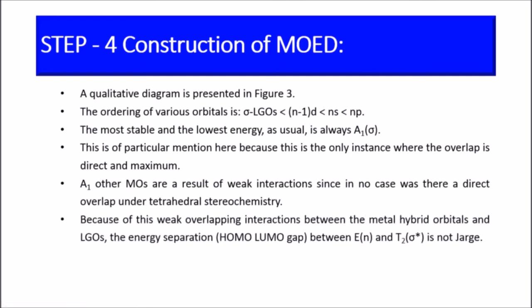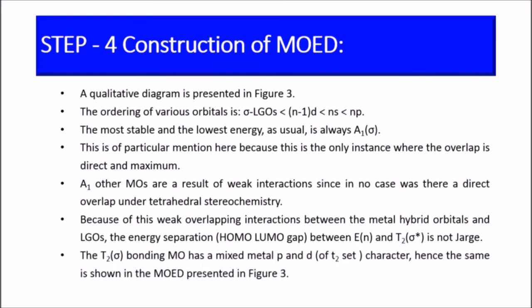Because of this weak overlapping interaction between the metal hybrid orbital and LGO, the energy separation, that is the gap between the highest occupied molecular orbital and the lowest unoccupied molecular orbital, or we can say between T2g, that is T2 star, and E non-bonding orbital, is not as large compared to the octahedral symmetry. This is a little low splitting energy, and here also CFT cannot say why in octahedral with only sigma donation there is large splitting energy and why in tetrahedral symmetry with only sigma donation the splitting energy is a little bit low.